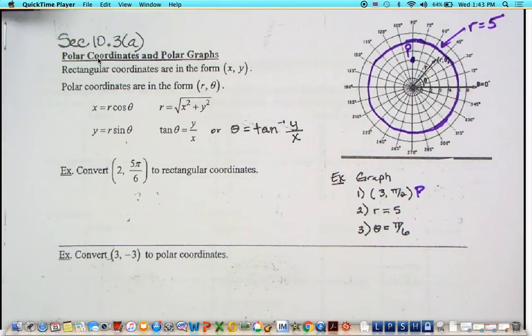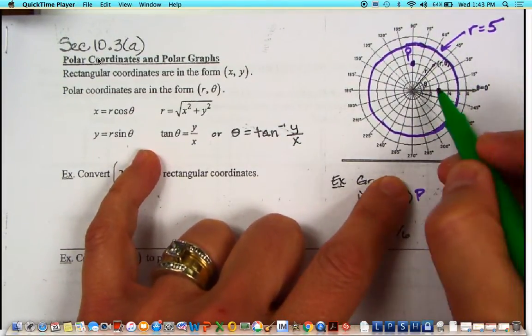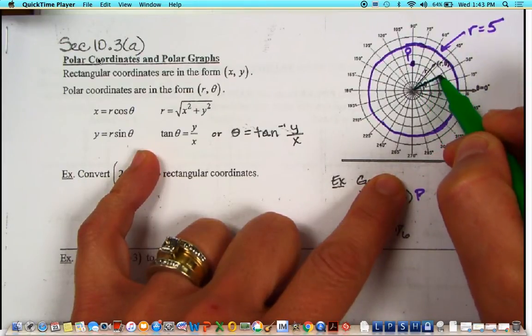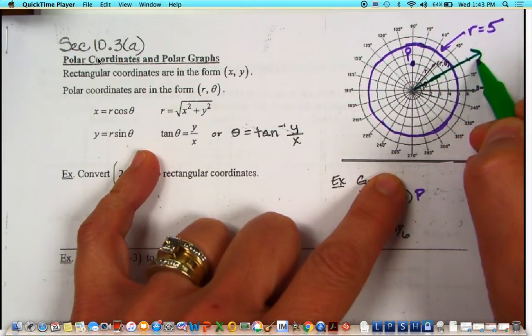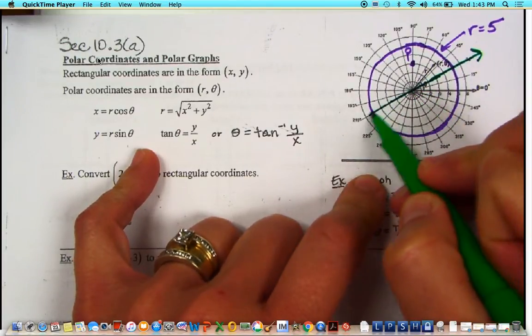Okay, what about theta equals pi over 6? What's that look like? That's a line, right? So I would go to pi over 6, which is right here at 30 degrees, right? And I would go out this way, but what other way? I have to follow it all the way out, right?